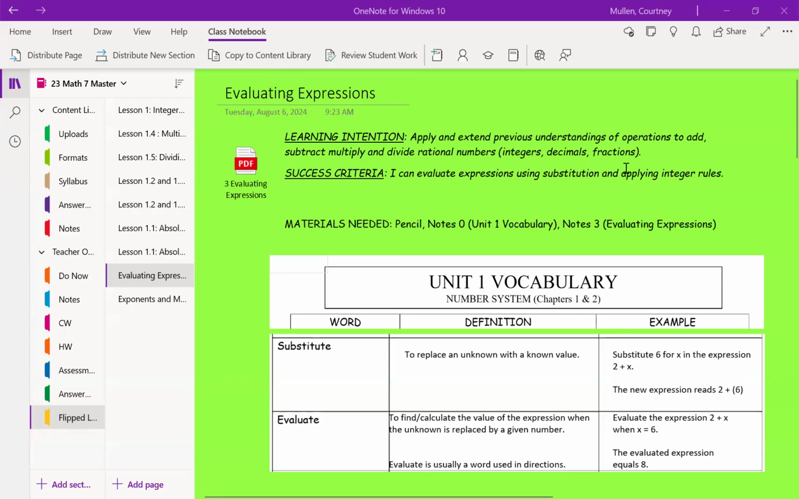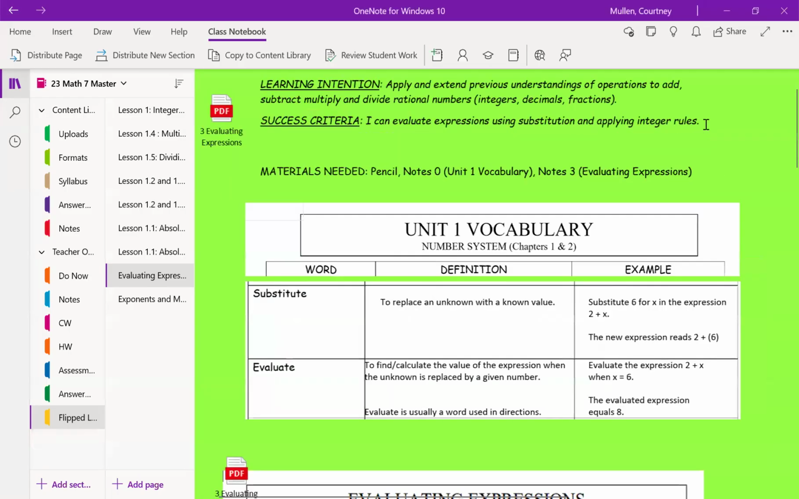Hi, folks. Back again. Today, we're going to be working on evaluating expressions. Now, this lesson should be a review for you, but I'm going to include some specifications that I want you to pay attention to. You need a pencil, note 0, and notes 3. So we're going to be evaluating expressions using substitution and applying the integer rules to that.